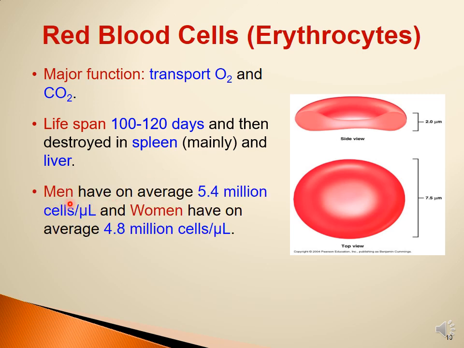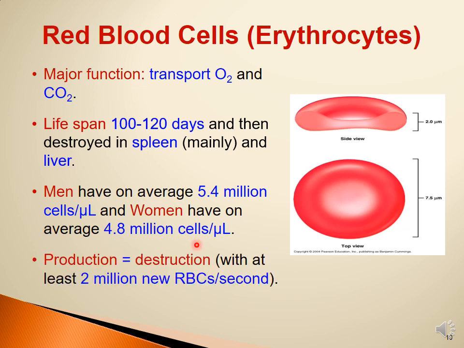Men on average have about 5.4 million red blood cells per microliter of blood, and women have less because, as I said earlier, due to the monthly loss of blood during the menstrual cycle. So females or women usually have about 4.8 million red blood cells per microliter of blood.